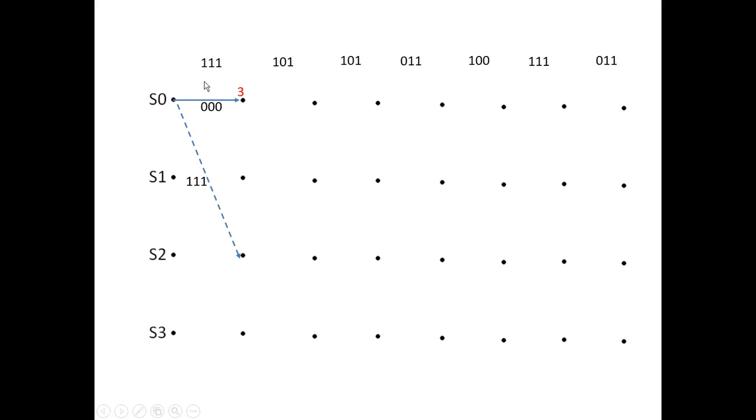Similarly, we need to find the branch metric value for this branch with the received code word. Here it is 111, and our branch output is also 111. So there is no bit position change, and the metric value is 0. This way we can mark the metric value. So this is called the metric value. Next we can see how we can identify the active path.